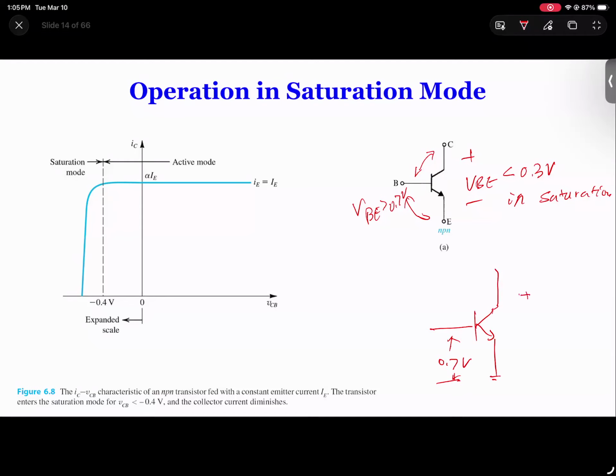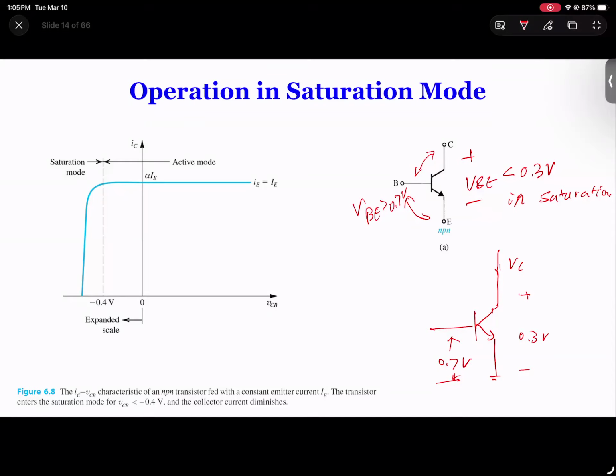But from here to here, it's 0.3. We're talking about the saturation mode. So what do you think about the collector voltage? This becomes very interesting because it's 3 volts, but from here to here, 0.7, which means the collector voltage is actually less than the base voltage in the saturation mode. So this is 0.7, this is 0.3.